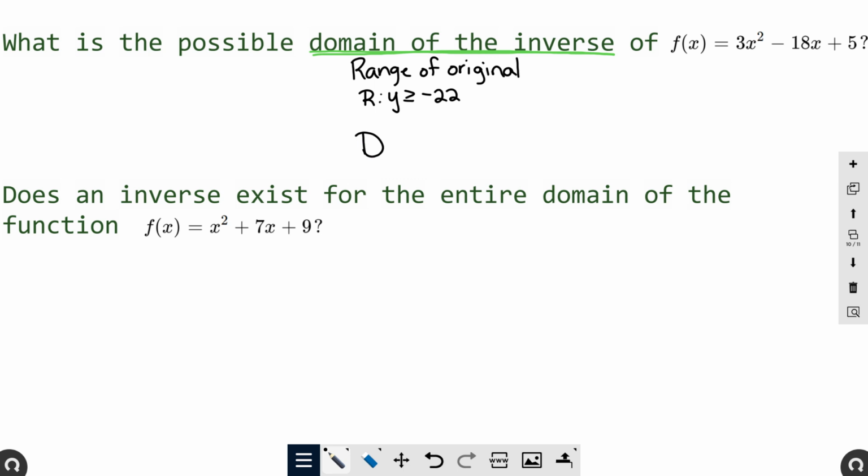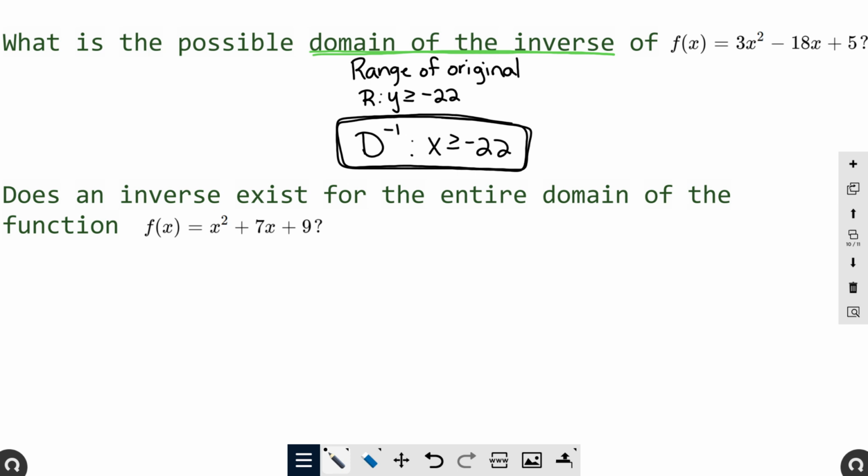So the domain of my inverse, you can just put a d with a -1 power. Domain of the inverse would be... Very good. So that would be the answer that we're looking for. The domain of the inverse is the same as the range of the original.